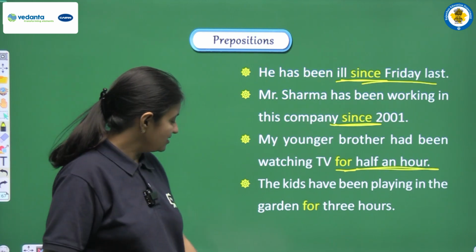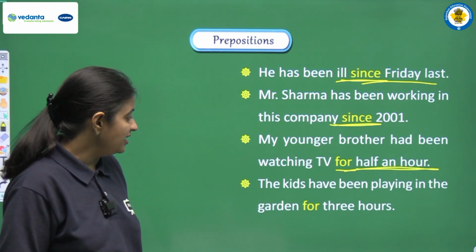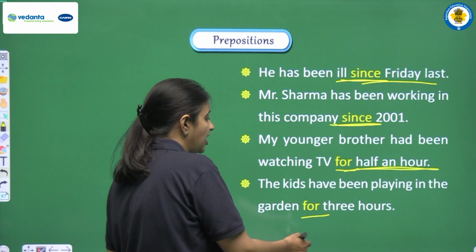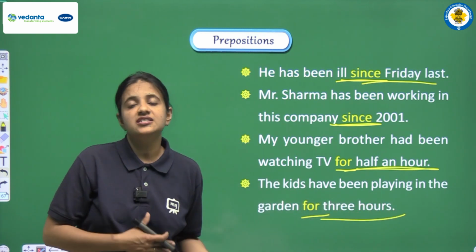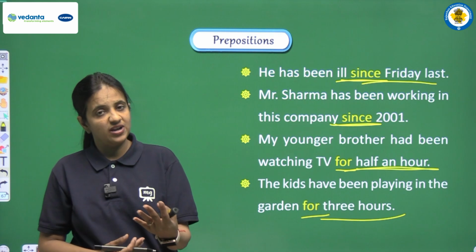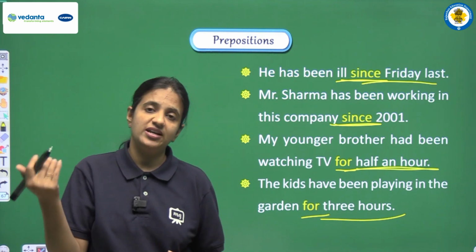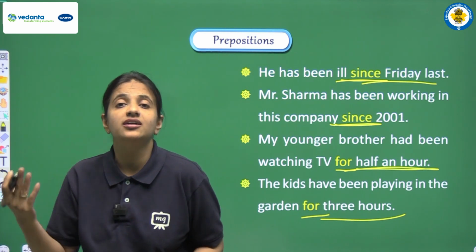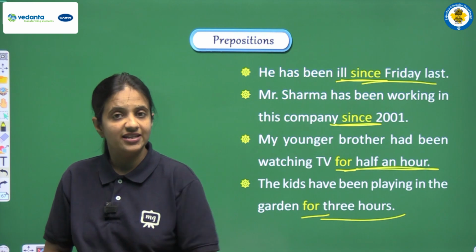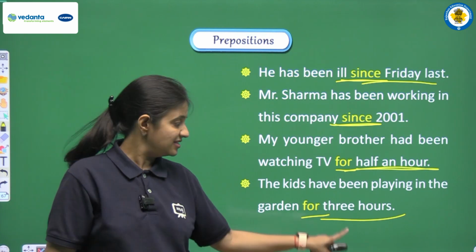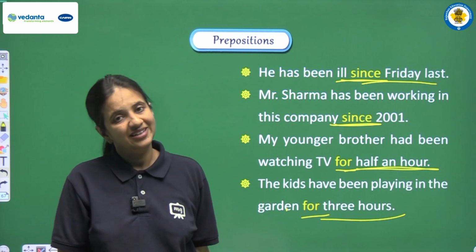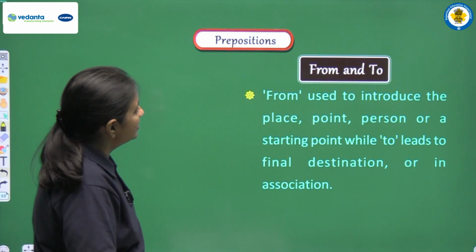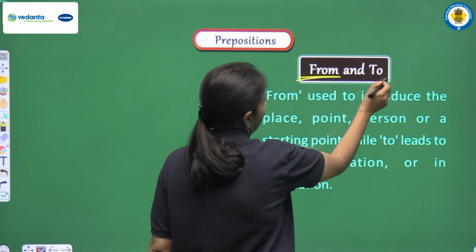Okay, next is, the kids have been playing in the garden for 3 hours. So yes, here we are having 3 hours. So these 3 hours, they are also a period of time, right? We are saying that, you know, 3 hours, or we can say 3 days, 3 years, right? So all these things are known as a period of time, and this is the reason we are having for here before this period of time. Clear?